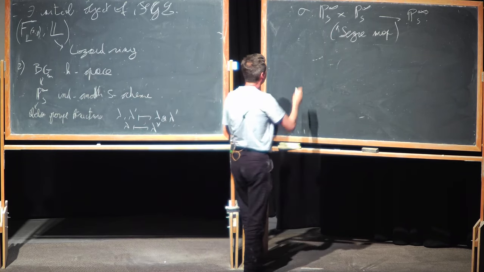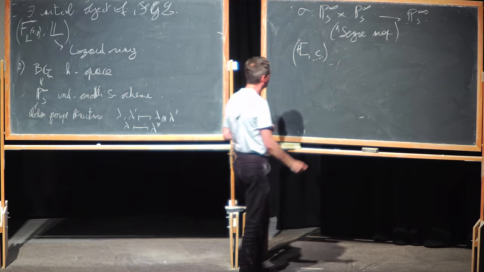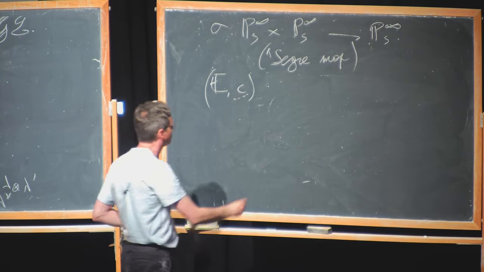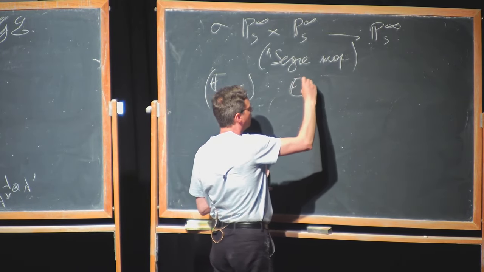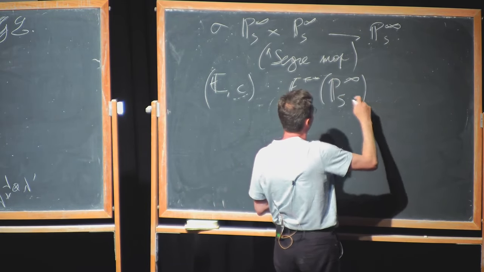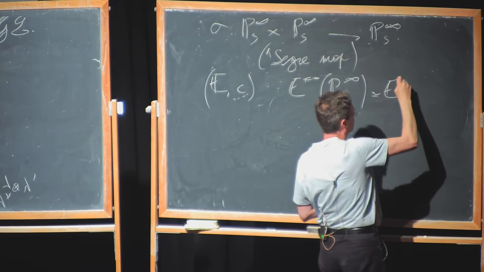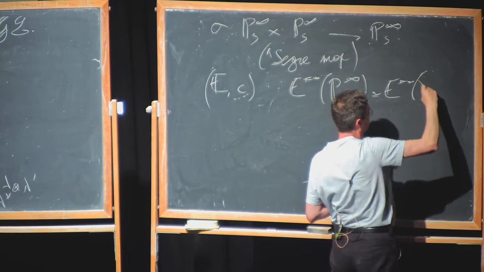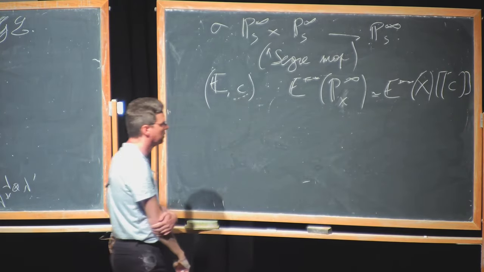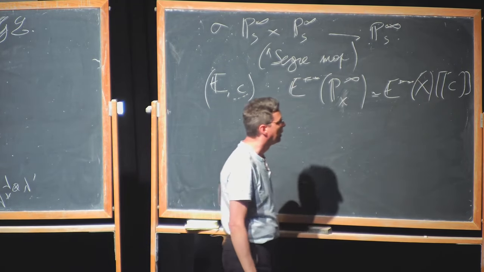And now if we have E, an oriented ring spectrum, we know from the projective bundle formula that the cohomology of P infinity of S, let's take X, is the same thing as the power series over the cohomology of X. It's a colimit of free E star of X modules generated by C.